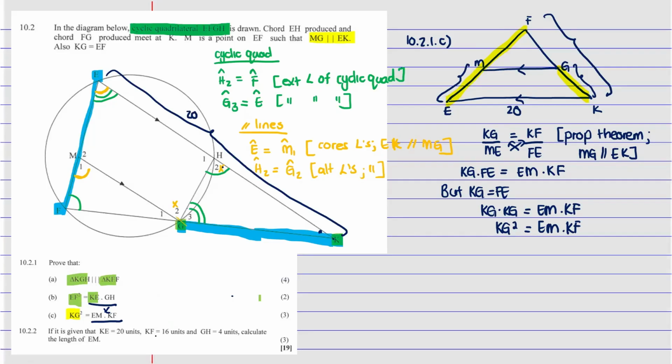And they tell us that KF, which is this one, is equal to 16 units. And they tell us that GH, which is this one, is equal to 4 units. And we need to calculate the length of EM. So we need to calculate this one. This is what we need to calculate.